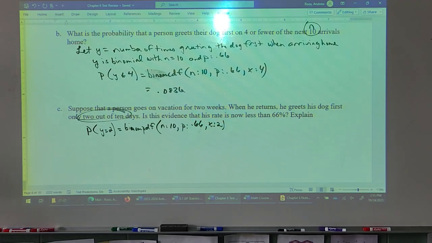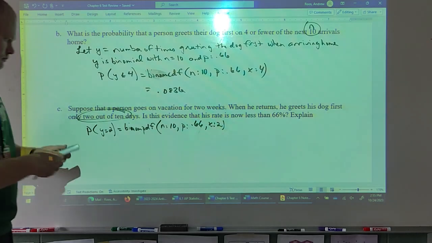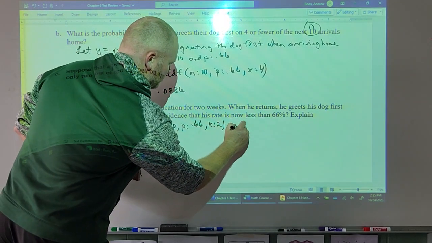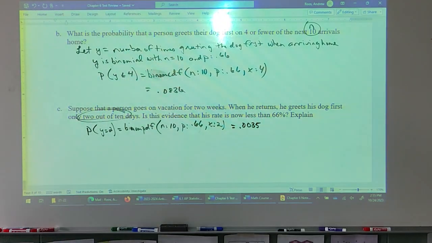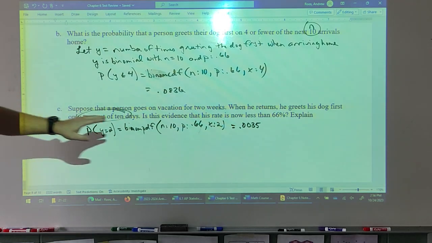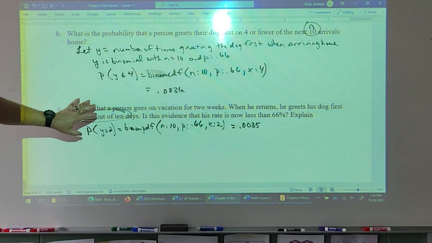So again, second vars, binompdf, equals 0.0035. Okay? So is that probability significant? Well, hopefully you remember yes. So because that's less than 0.05, that means that that result is significant. So there's about a 0.35% chance that this would happen.